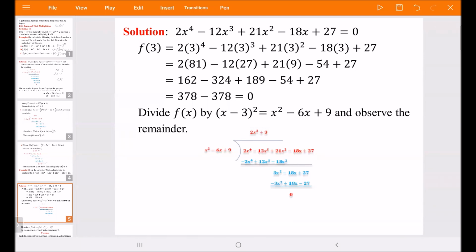But this is a quadratic having only 2 terms, and I told you a number of times that if a quadratic expression has only 2 terms joined by a plus sign, it is not factorizable. 2x squared plus 3 is not factorizable. That means f of x is equal to x minus 3 the whole square times 2x squared plus 3.